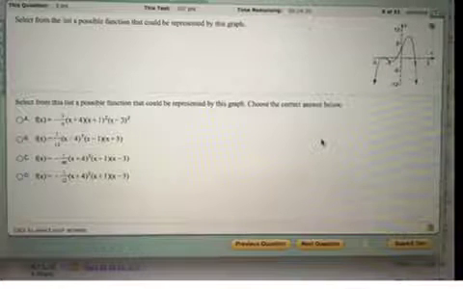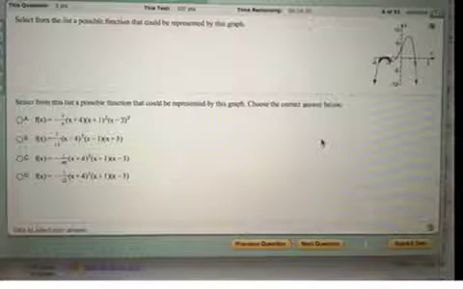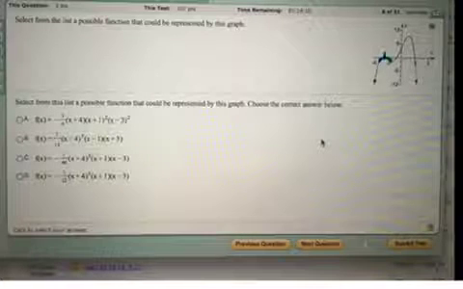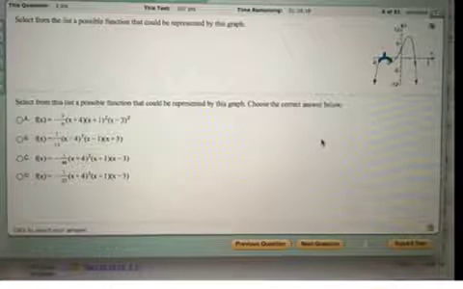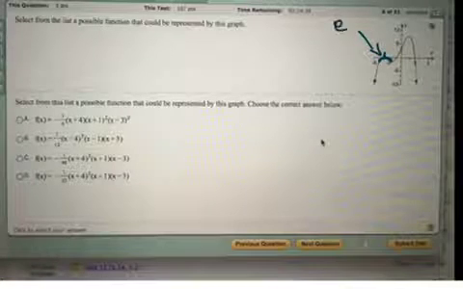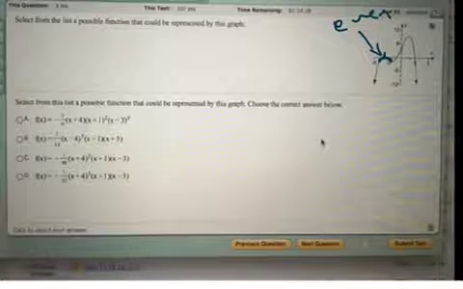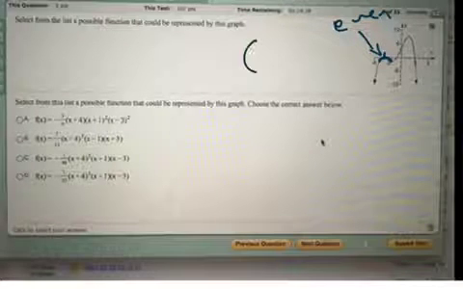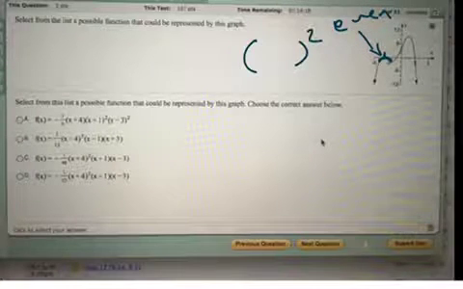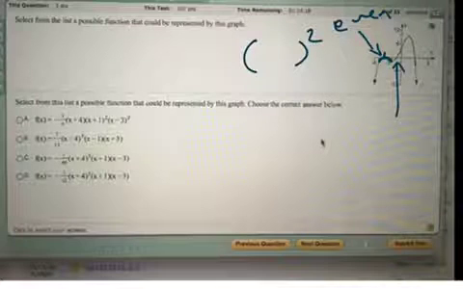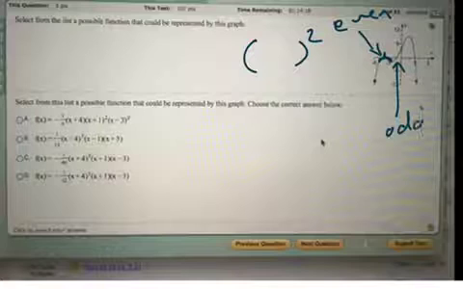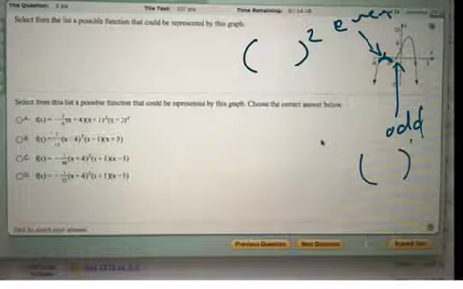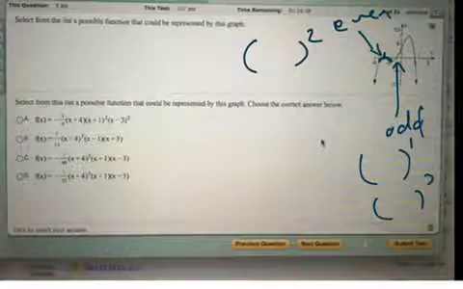Okay, so what you need to realize is every time you have this sort of effect where it hits but doesn't cross, that means you have a squared effect, or this part of the function is going to be even. So when I say even, it has to be some quantity squared. If it crosses like here, then it needs to be odd, so it has some quantity that's odd, whether it be 1 or 3, etc.